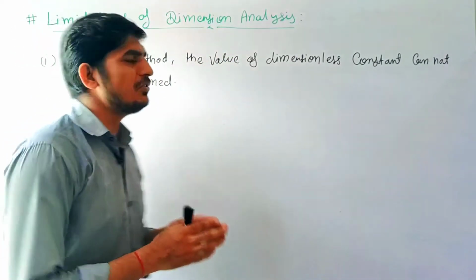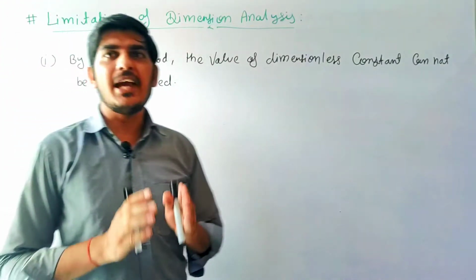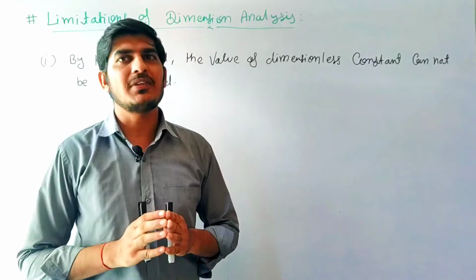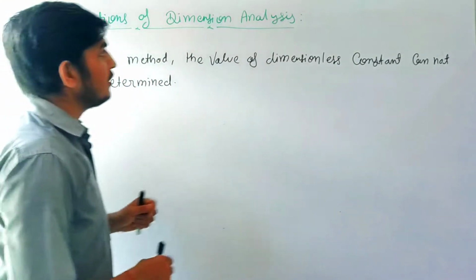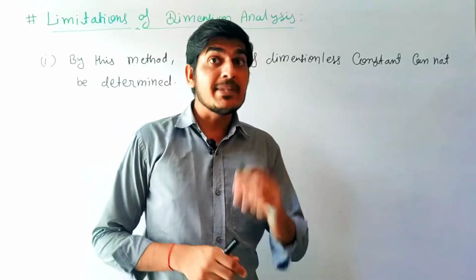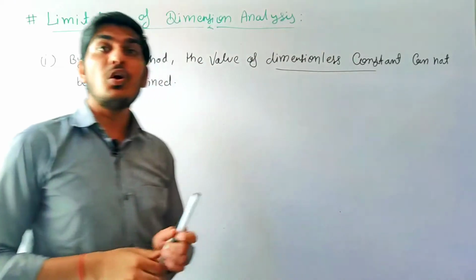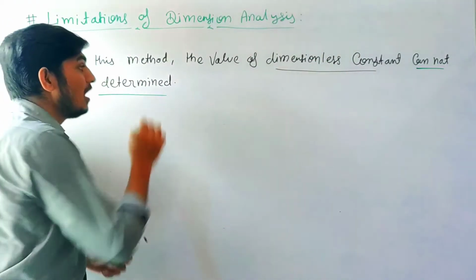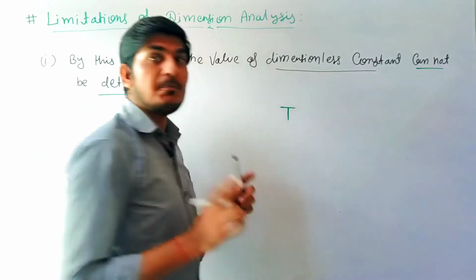So dear student, today our topic is the limitations of dimensional analysis. Yes, there are some limitations of dimensional analysis. First, by this method, the value of a dimensionless constant cannot be determined. We have observed the formula for the time period of a simple pendulum.